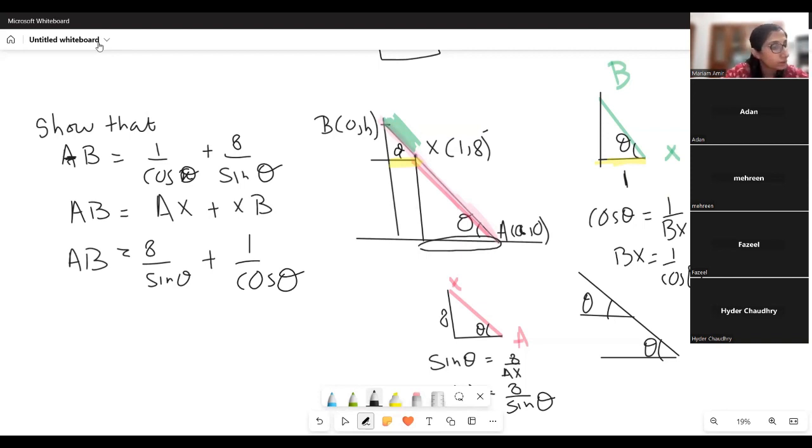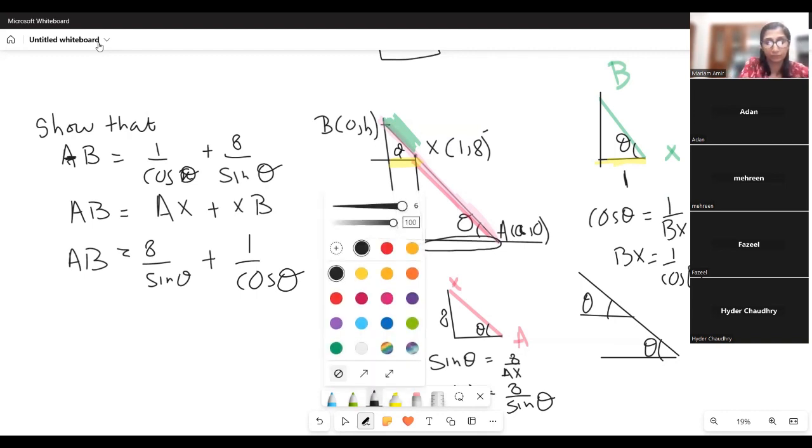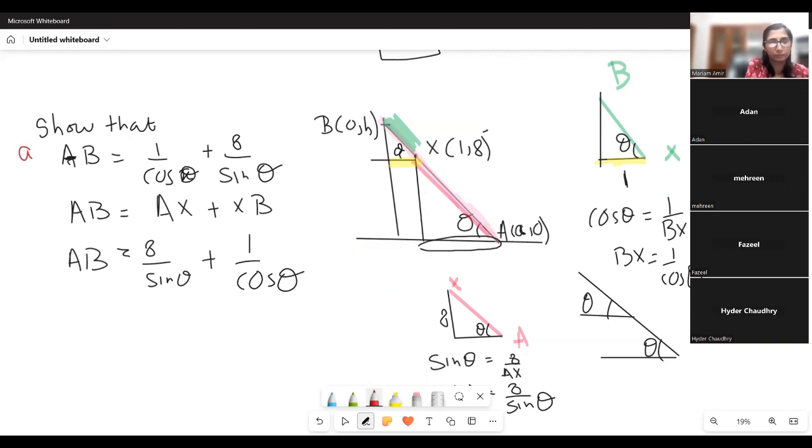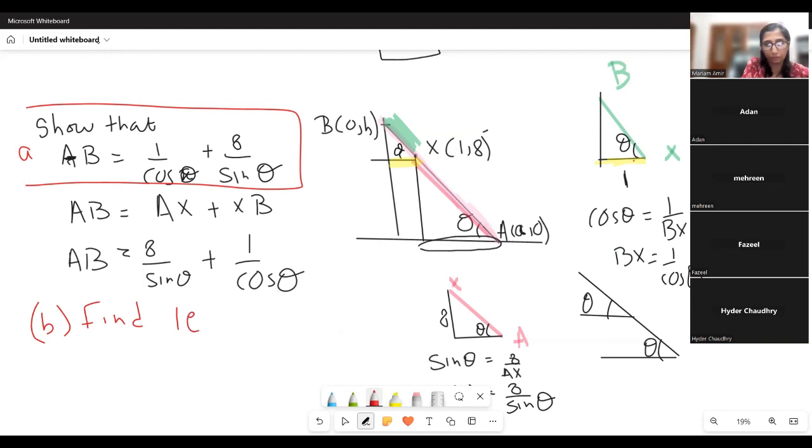Okay. That was the first part of the question, that show that AB is equal to this. That's part A. Second part B is find the least value of AB.